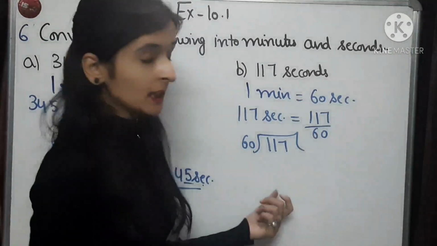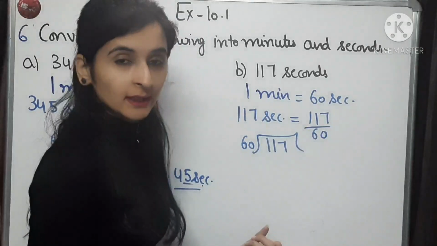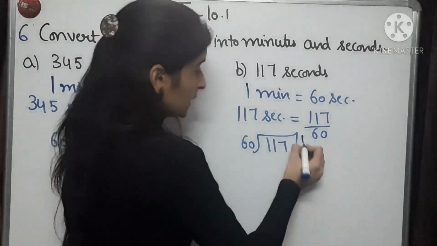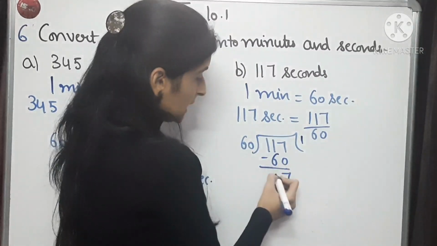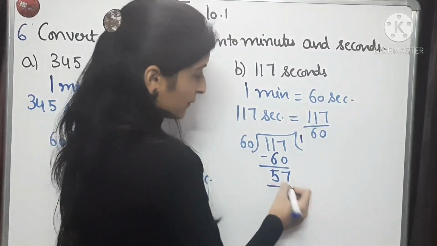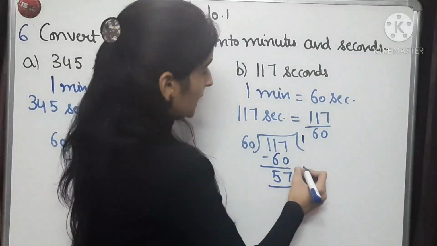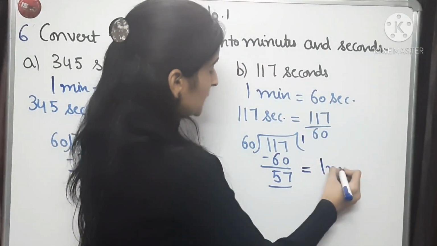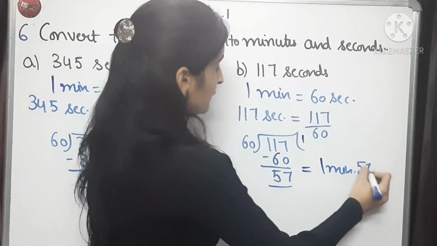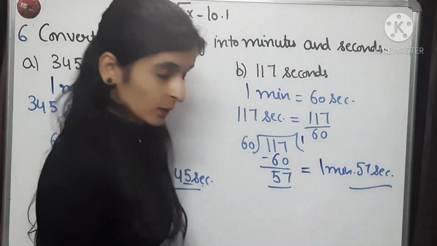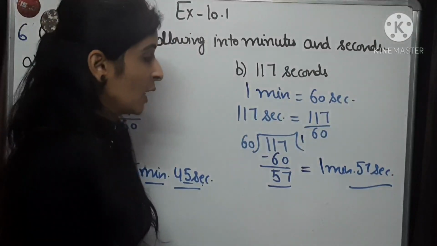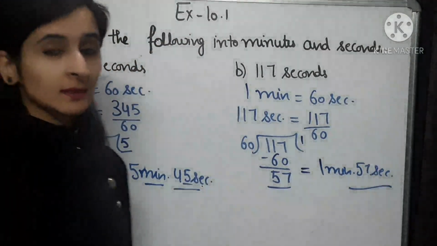60 ones are 60 and 60 twos are 120. So it will go on 1. 7 minus 0 is 7. 11 minus 6 is 5. Right? It means 1 minute and 57 seconds is the answer. Okay. So children, that is how we have to solve our question number 6.